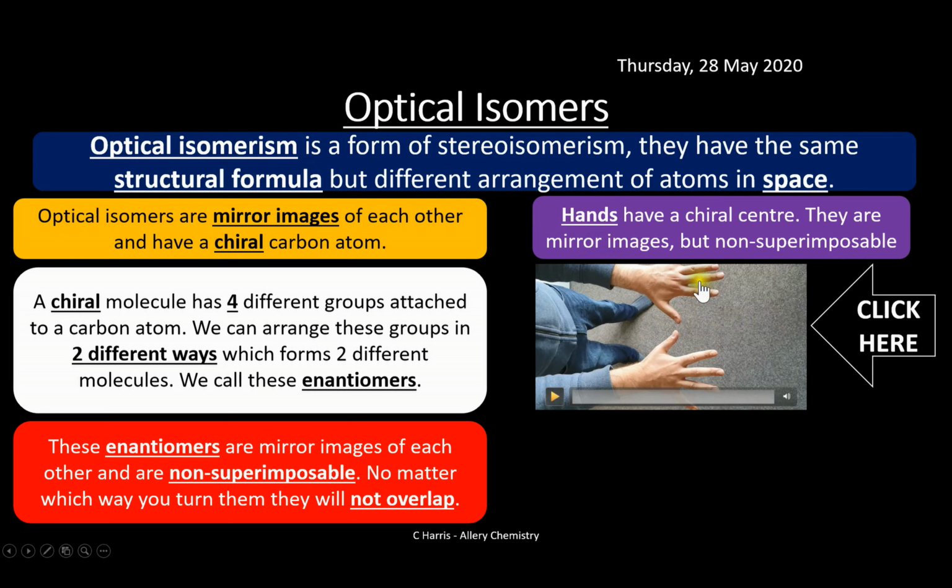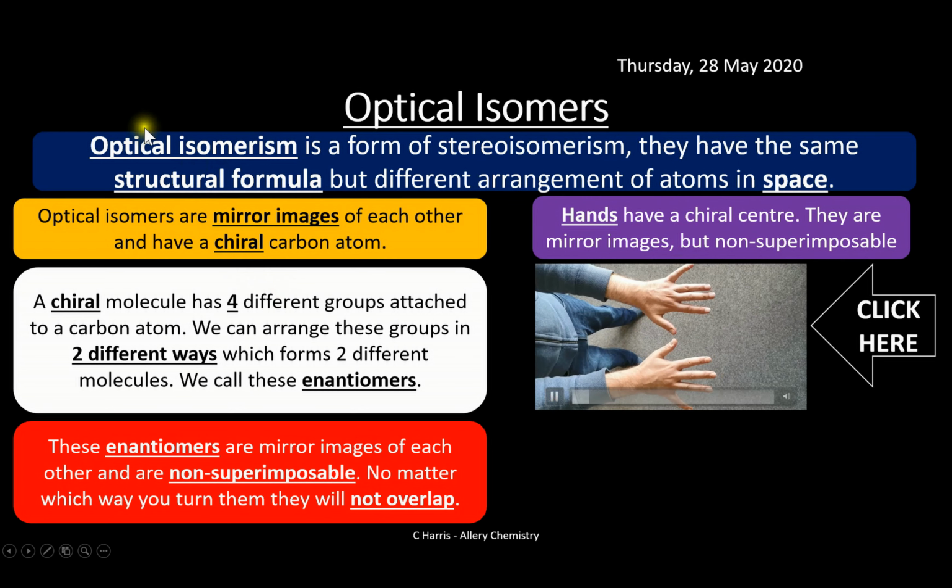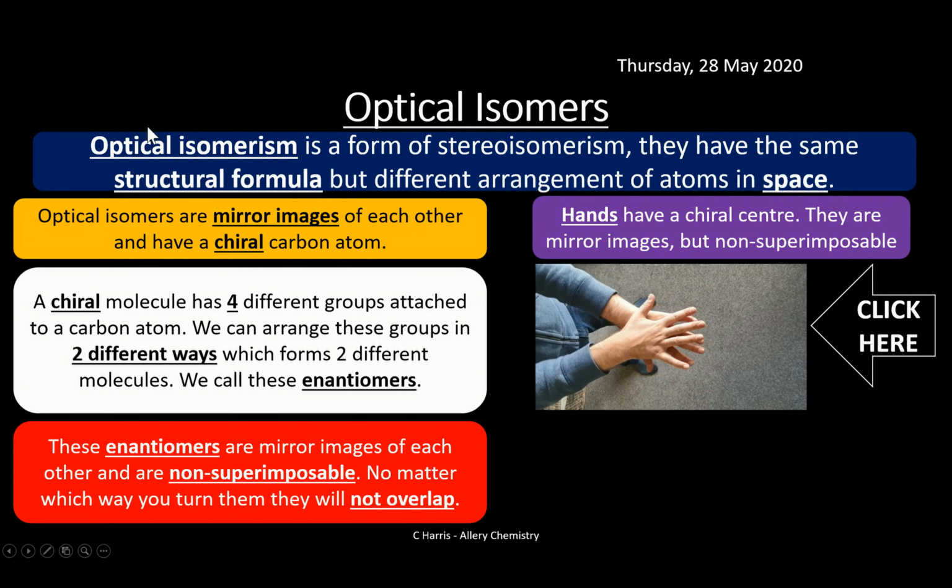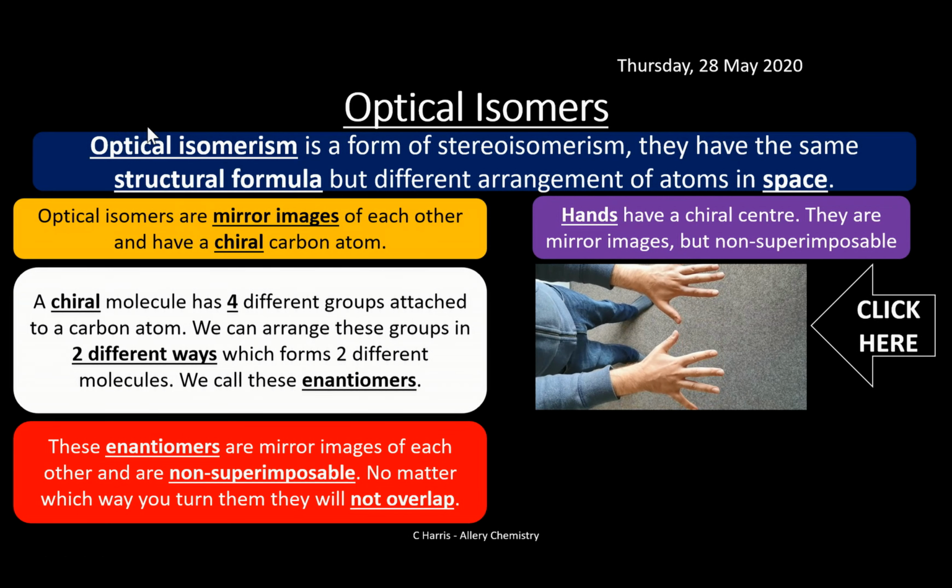If we draw a mirror line down, they're mirror images of each other. But if I move them on top of each other, no matter which way around I turn it, it's not going to completely overlap the hand underneath. So let's have a look. There we are. You can see it doesn't matter which way I turn it, it's never going to overlap. And this is what molecules are. They are chiral as well. They're mirror images, but they're non-superimposable.